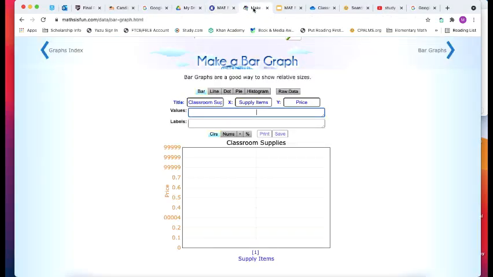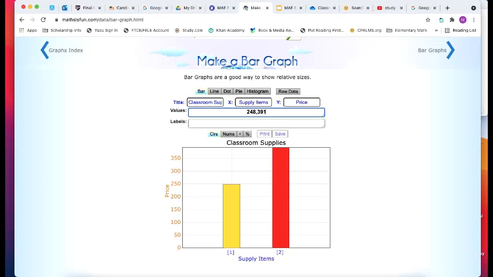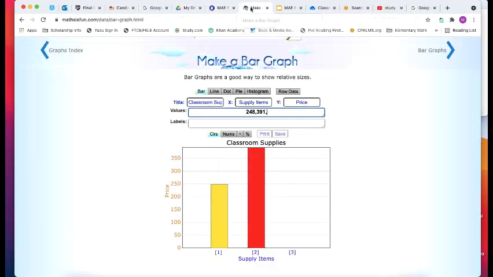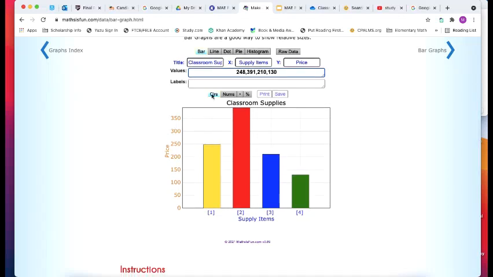Now the values we have: 4 values. We have 248. We have 391, we have 210, and we have 130. Now we have our 4, now we have to label them.